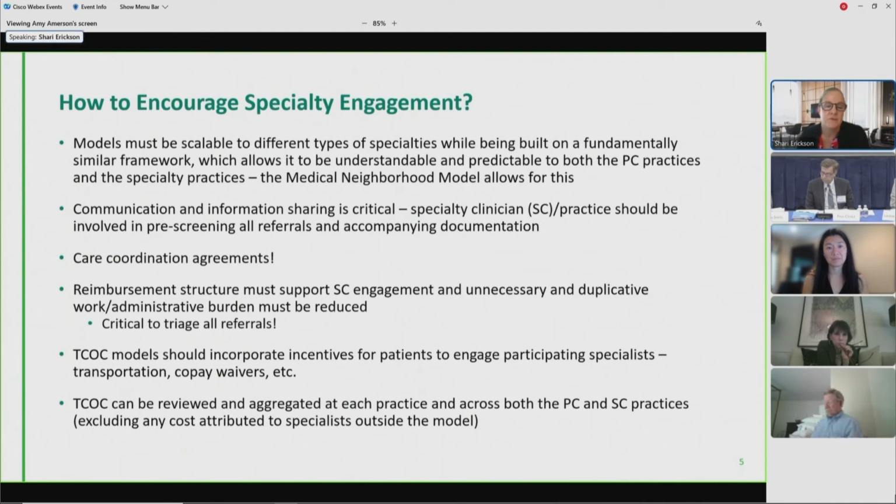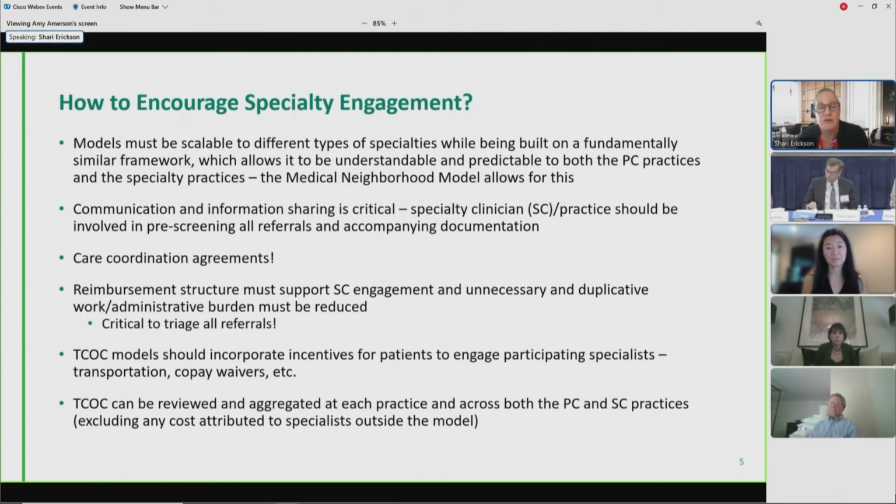And communication and information sharing is critical. Specialty care clinician practices should be involved in pre-screening, which I mentioned earlier, all referrals and the accompanying documentation. And I discussed earlier the care coordination agreements. Reimbursement structure needs to be able to support specialty care engagement. And we also need to ensure that we're reducing unnecessary and duplicative work and administrative burden.